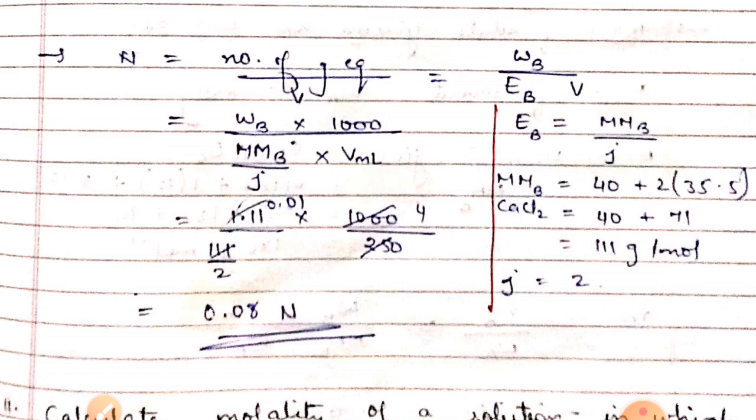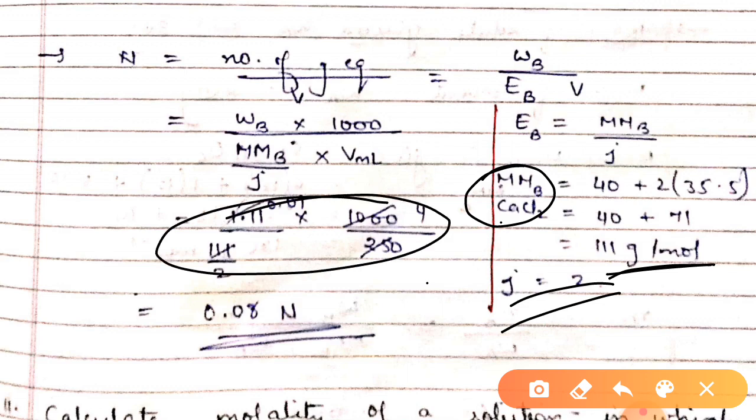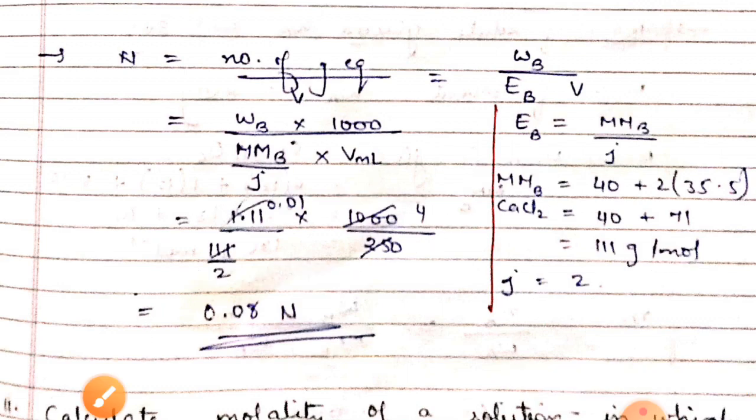The molar mass of calcium chloride is 111. The n factor is 2 because it will dissociate into 2 ions. So it's 2. So 1.11 divided by 111 divided by 2, into 1000 divided by 250. When you simplify, you get 0.08 normal.